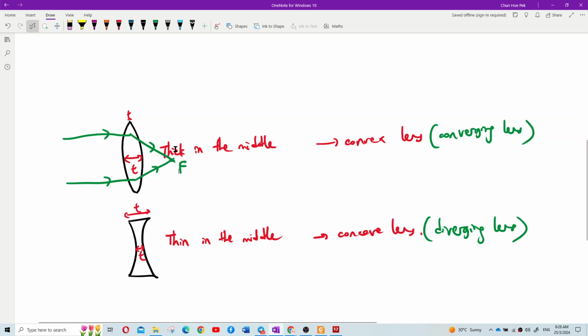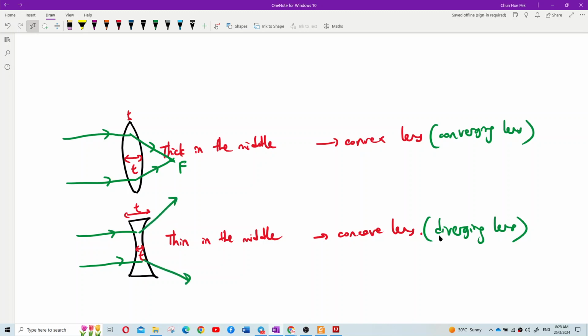Converging. If the lens is thick in the middle, it can focus the light. Yeah, converging, convex lens. But the one thin in the middle is called a diverging lens. It cannot focus the light. It just diverges the light away.